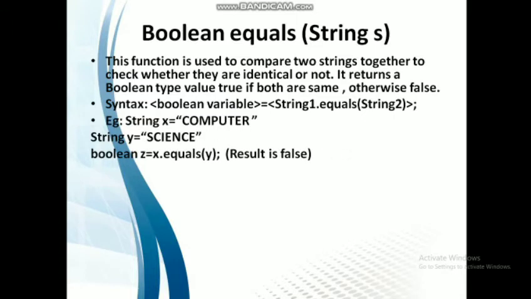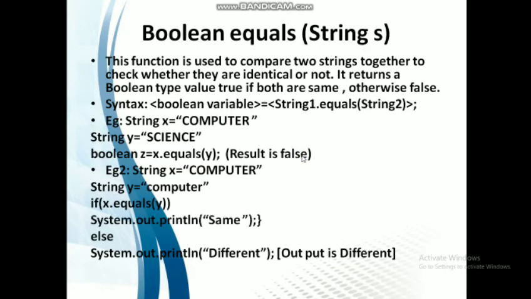Example: String x = "computer", String y = "science". So x and y are two different strings. Boolean s = x.equals(y). So x is computer, and computer will be compared with y. Y is science, so computer will be compared with science. Since both are not equal, the result will be false.